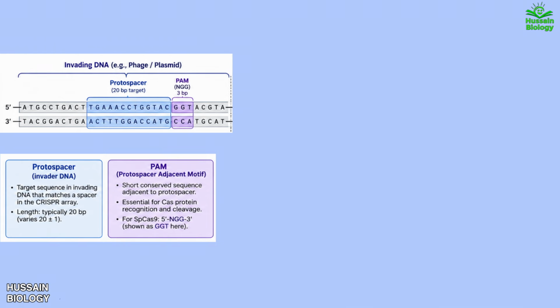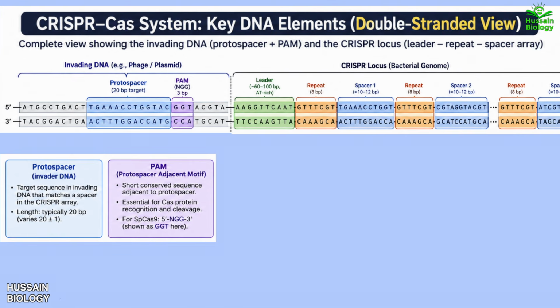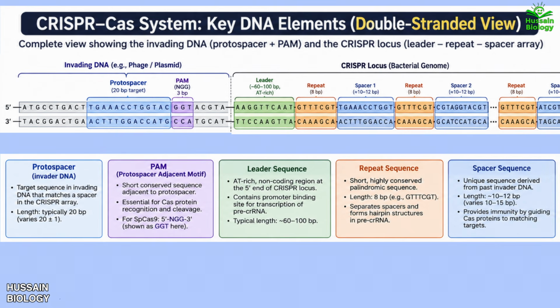Now the other part is the CRISPR locus from the bacterial genome, as shown in the diagram. It has the leader, repeat, spacer 1, repeat, spacer 2, repeat, spacer 3 and so on. So you can see in this diagram we have the complete CRISPR-Cas system and its key elements: the invading DNA part and the CRISPR locus, that's the bacterial genome. And you know what the leader sequence does, and the repeat sequences and spacers. Spacer is the memory from the past infection. So this forms the CRISPR-Cas system.